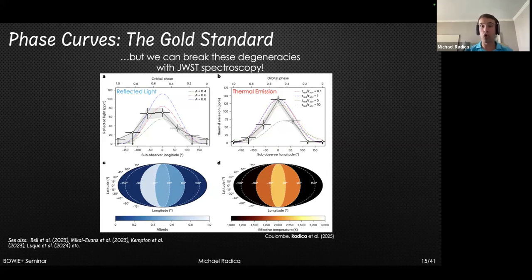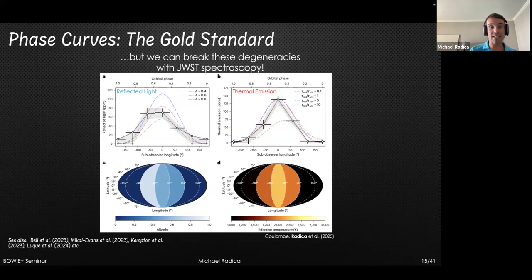And so we observed a full orbit phase curve of LTT 9779b with NIRISS SOSS. On the right-hand side, we have the thermal emission contribution to the phase curve, and on the left-hand side, we have the reflected light contribution to the phase curve.